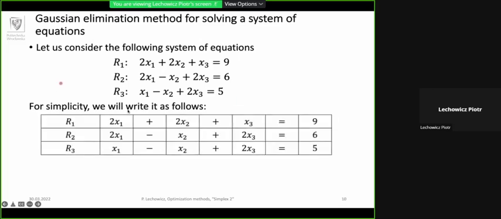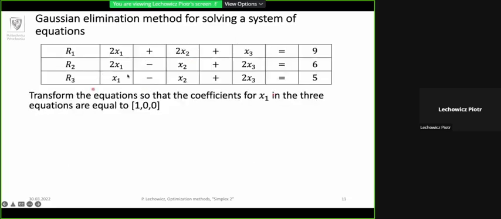And for simplicity, we'll write it in such a matrix form, in a tabular form. So here we have the number of equation and variables with coefficients for each part of the equation. And we are transforming such equations such that in this column we have a vector 1, 0, 0. So we are trying to eliminate this variable x1 from equation 2 and 3 and only leave it in equation 1. And we'll repeat this for all the columns.